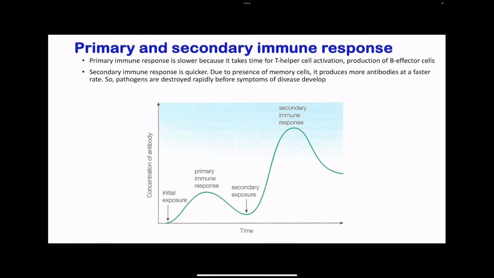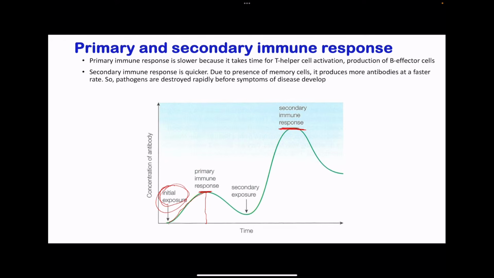Now we move on to primary and secondary immune response. As you can see here, this is measured by the concentration of antibodies over time. In primary immune response or initial exposure, we can see it takes longer for the maximum concentration of antibodies to be attained, and actually the maximum attained is going to be less in comparison to the maximum attained on secondary exposure. So this means primary immune response takes longer and it's less effective because there were no memory cells.